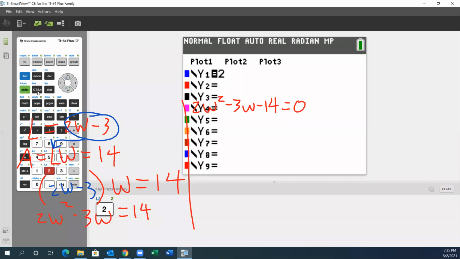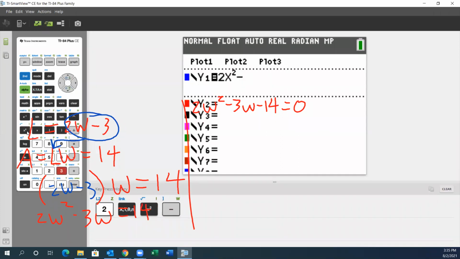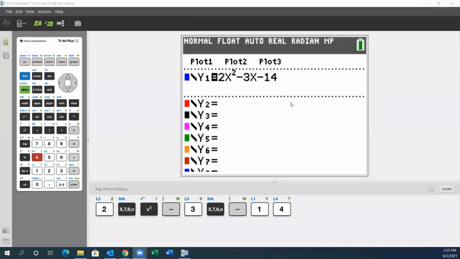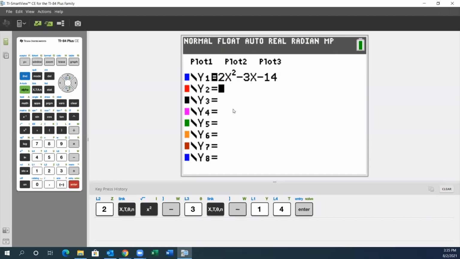Okay, so I'll get 2x squared minus 3x minus 14. Okay, and I think we're looking good there. So let's clear that stuff out. Okay, that was the left side of the equation. The right side of the equation is 0. Actually, you know what I would prefer? Yeah, okay, that's right. Okay, and then I'm going to go to, what am I going to go to?